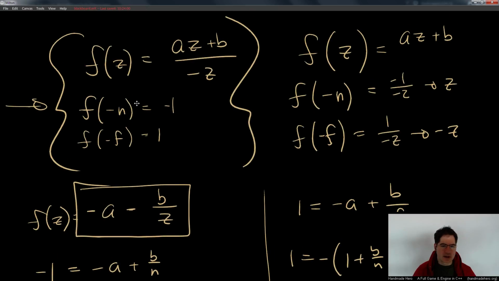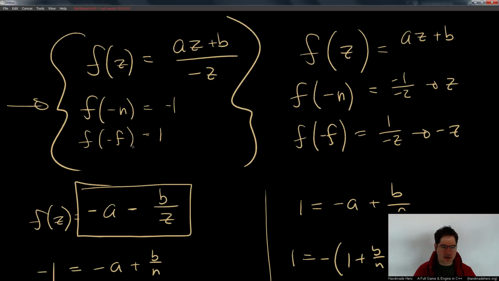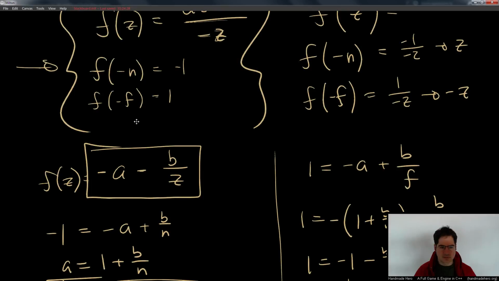so here we go. Let's take a look at what's going on here and just make sure we've got things relatively sane. What I did was I said that here is the value that we're looking at, AZ plus B. And we know that it's going to get divided by -Z at the end of it, because that's what we're putting into the W coordinate. So we know that we want f of -n to equal -1 and f of -f to equal 1.